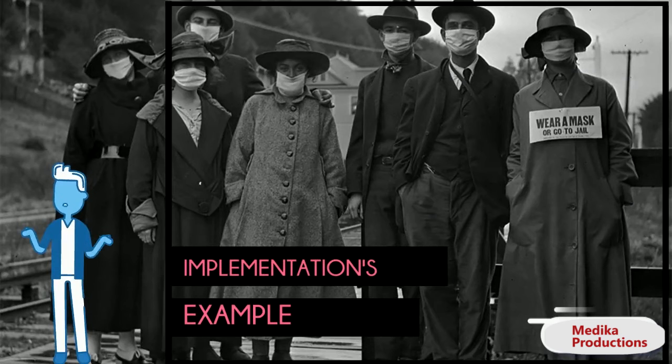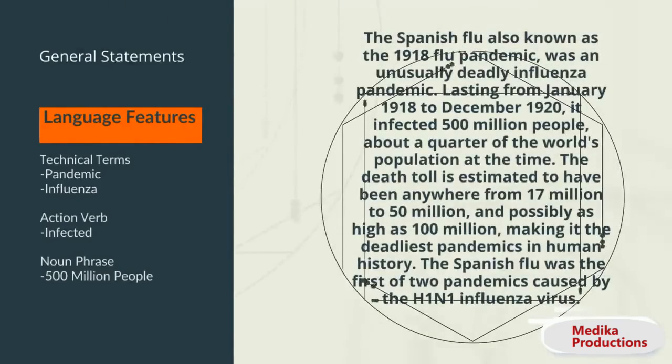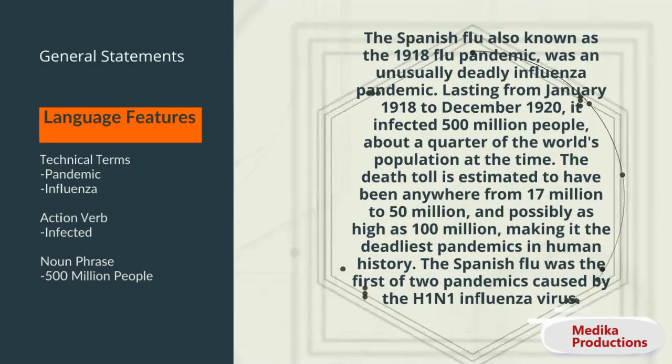As I promised before, I want to give you the implementation example of the text. The first is general statements. In this part, explain the general topic. The features in this part are first technical terms, second action verbs, and third noun phrases. The example of technical terms is pandemic and influenza. The example of an action verb is infected, and the example of a noun phrase is 500 million people.